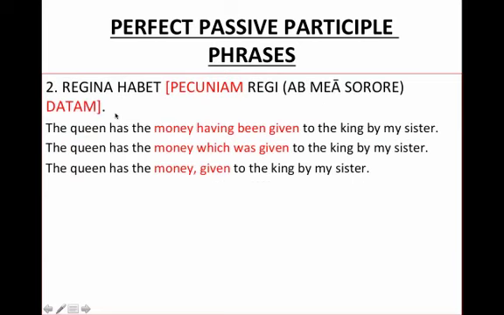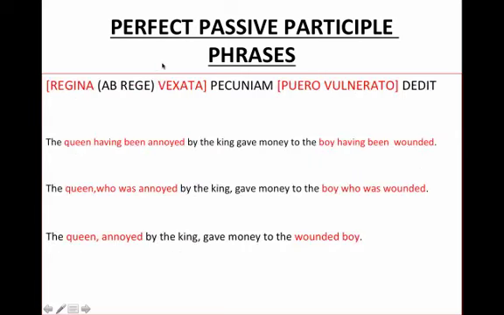Here's 2. Again, pecuniam goes to datam, so the money which was given, having been given to the king by my sister. Obviously, the queen has it. Here's another one. The queen, having been annoyed by the king, gave money to the boy, having been wounded, who was wounded, the wounded boy. Any of these are fine.